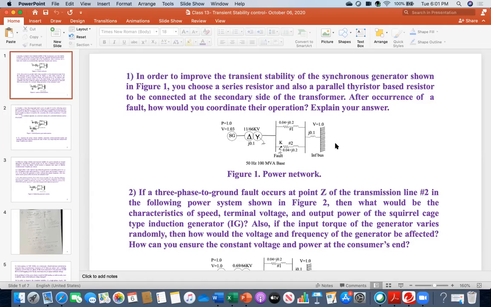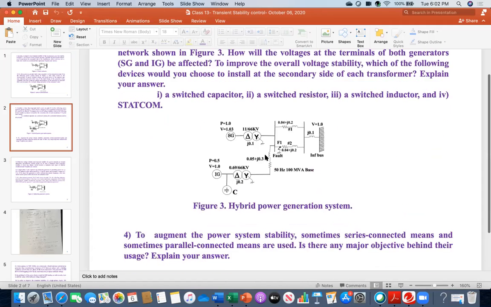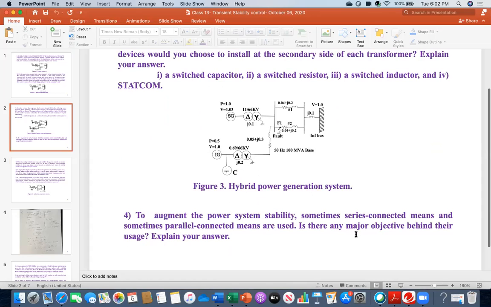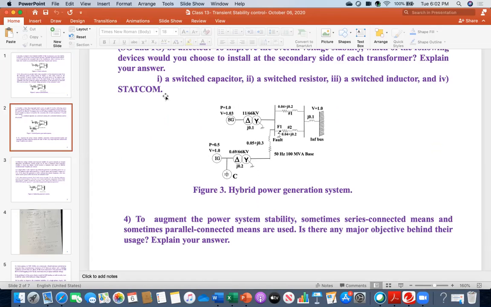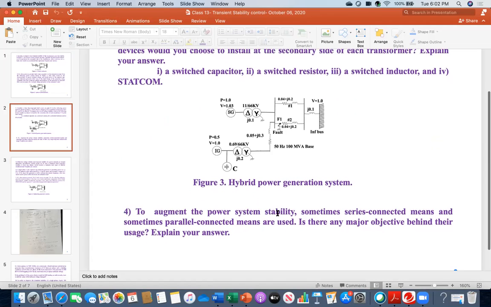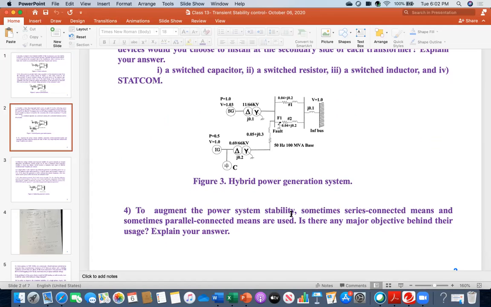And there are parallel connected devices. For example, the thyristor based braking resistor is connected in parallel. Sorry, the energy storage device is connected in parallel. I mentioned that STATCOM is connected in parallel. The switched capacitor is in parallel. SVC is in parallel. So the meaning of the question is that to augment the power system stability, sometimes series connected means and sometimes parallel connected devices are used.